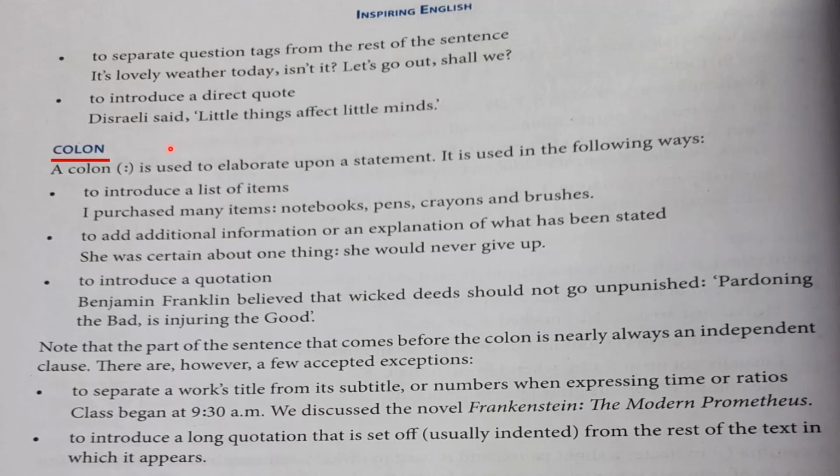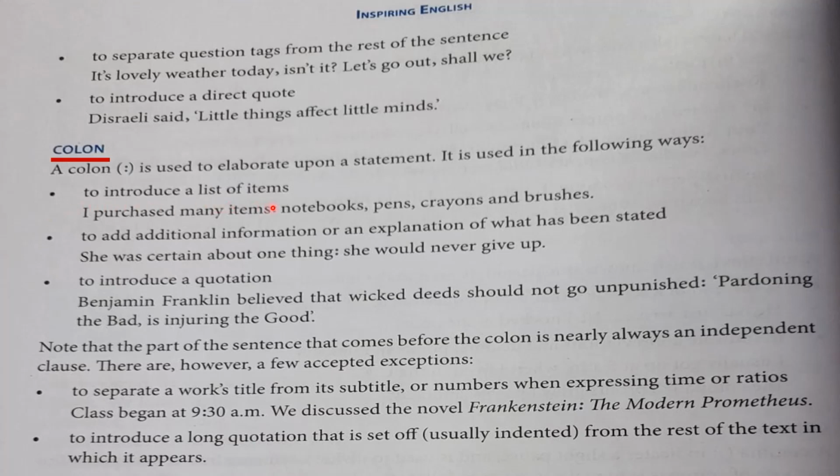Next punctuation is the colon. A colon, can you see the colon marks, students, here? Two dots, vertical dots. It is used to elaborate upon a statement. It is used in the following ways. This question I have given in the mock test. So when you go through the mock test, students, this question appears over there. What is the function of the colon? Colon is used to elaborate upon a statement, means to add meaning.